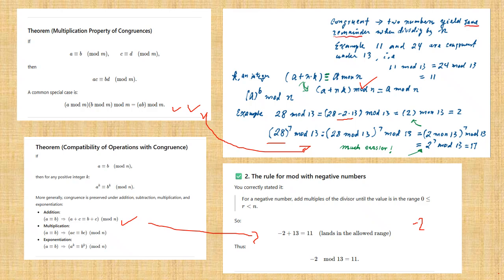The mod of a negative number is also defined as the corresponding congruent positive number. There are millions of them.